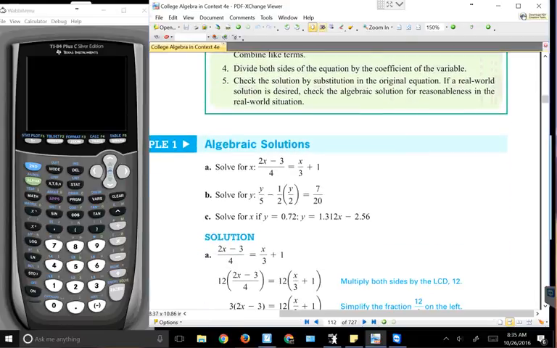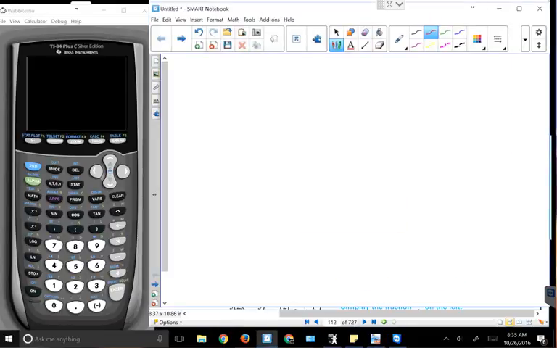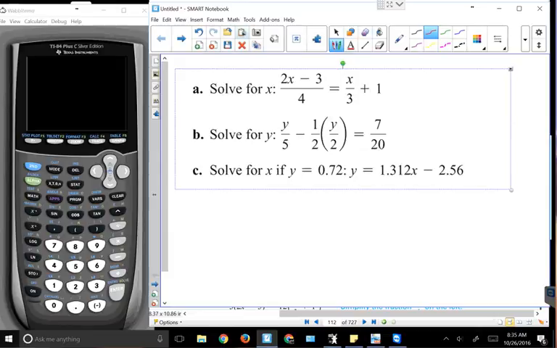I've got these algebraic equations here. Oh, come on, cooperate. And I want to go through and solve. Now, nothing is too drastically nasty there, right?